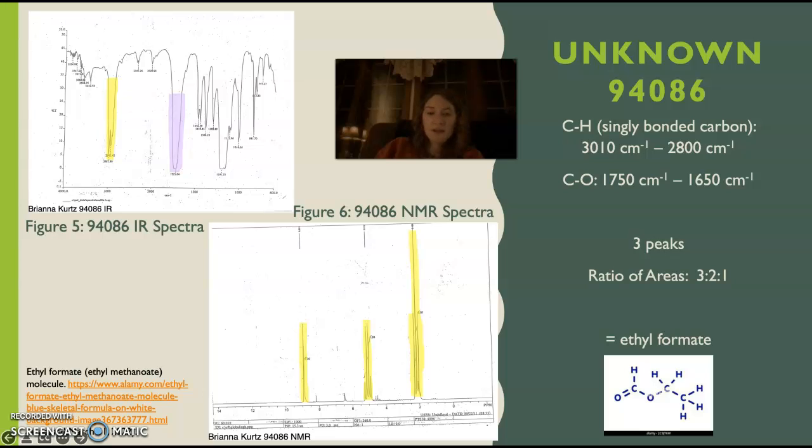Figure 6 is the NMR spectra. You can see that there are 3 peaks, very evident. The one is obviously larger than the other. If you look closely, one has 1 singular peak, the second has 2, and then the third has about 3 stronger ones. So this would mean that the ratio of areas is 3 to 2 to 1. With this data, we narrowed it down to the chemical being ethyl formate, and this is the chemical structure below. All of our data is evident in it, so we did it right.